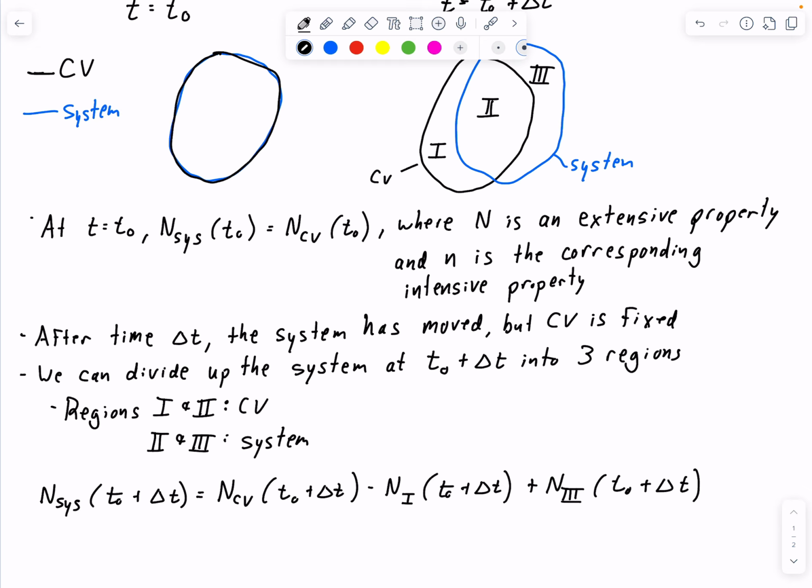So essentially what we're saying here is that this first term corresponds to regions 1 plus 2. That's the control volume. That's regions 1 and 2. We're subtracting out region 1, and we're adding back in region 3. And so when we do this, we have simply regions 1 plus 2 minus 1 plus 3. And so that will end up giving us regions 2 plus 3, which is what makes up the system.